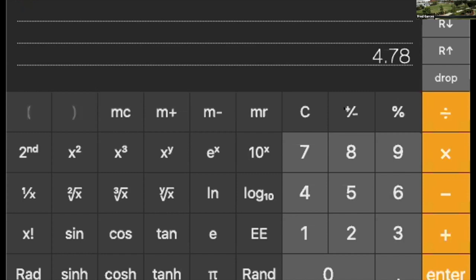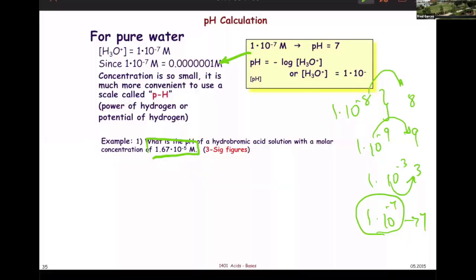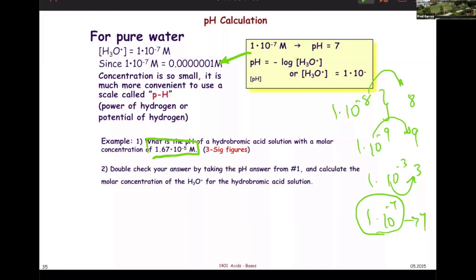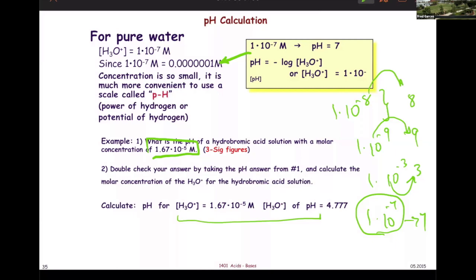So let's do the inverse. Let me change screen here real quick and then show you this so you guys can see it, and then I'll show you the inverse calculation. So this is what we have. And you can see that written longhand, I get 4.777. That's if you do not round off your numbers, okay?